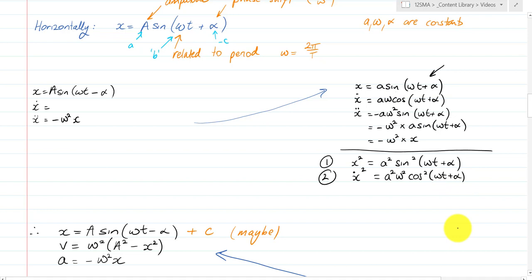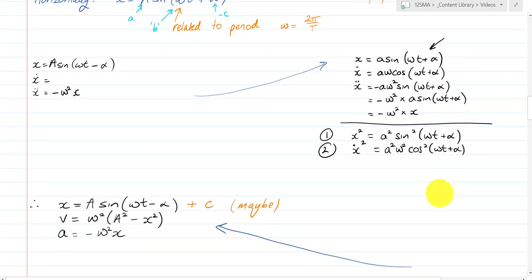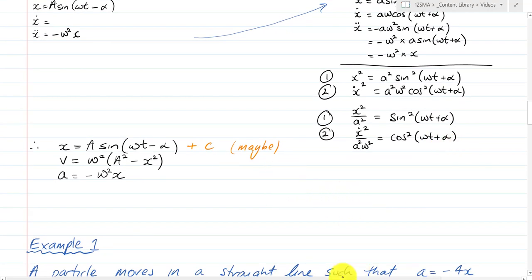And then of course we could add those together, but better yet we could treat this a little bit like when we're bringing together the circle function in parametric form. I know where this is leading: I want to cancel out the sine squared and cos squared by adding them together to get 1. So I'm going to write function 1 as x squared over A squared is equal to sine squared of omega t plus alpha, and function 2 as x dot squared over A squared omega squared is equal to cos squared of omega t plus alpha.